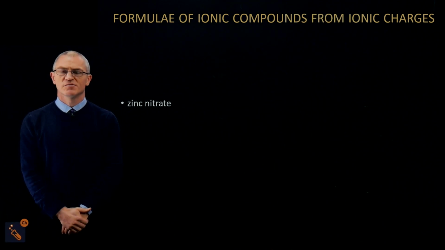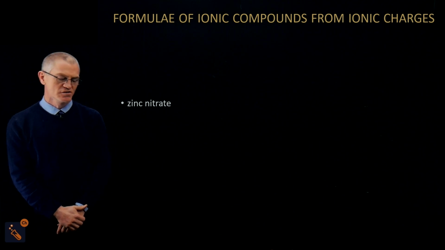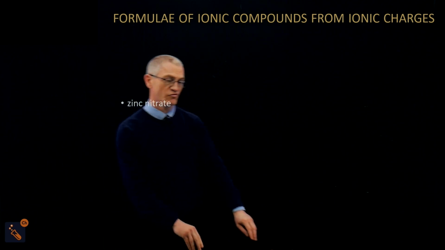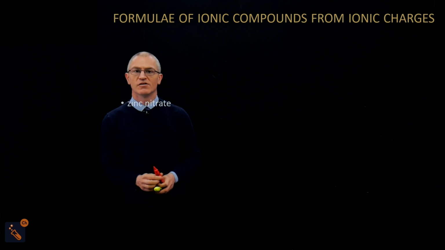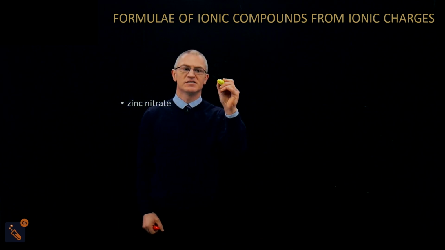We're now going to use an example of the polyatomic ions that you're meant to remember and the transition metal ions that you're trying to remember as well. Now, if you remember from when we first started, the zinc is a 2 plus.